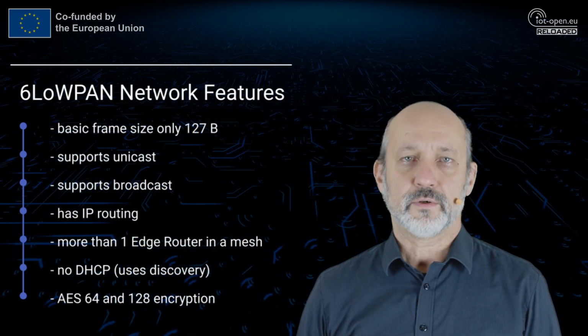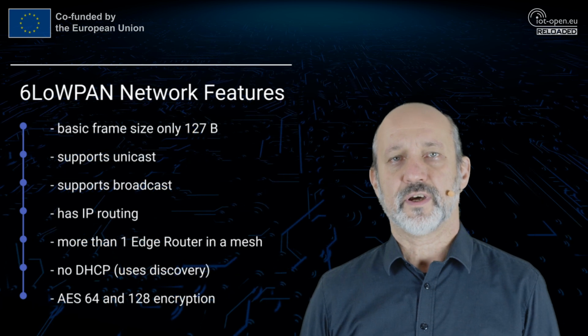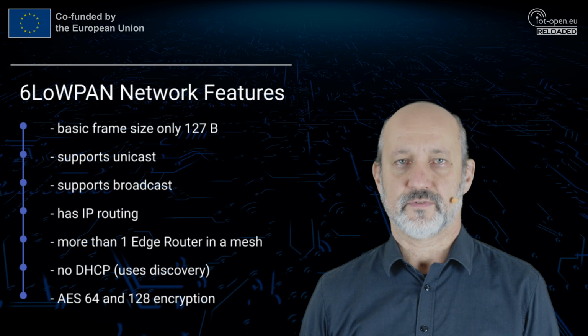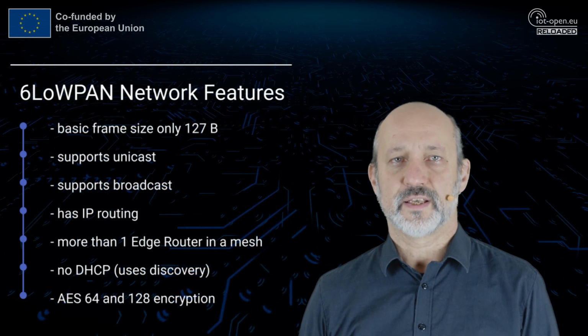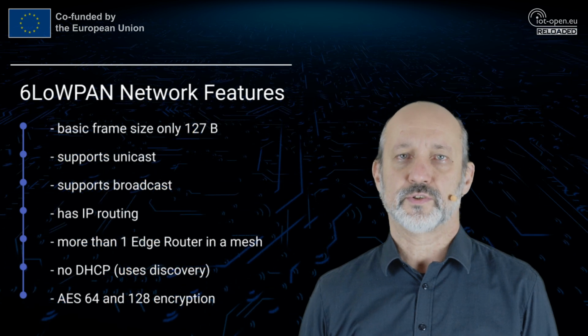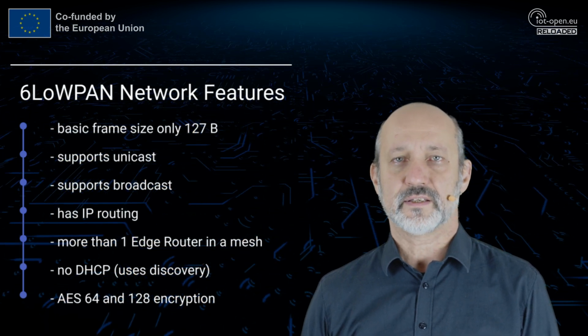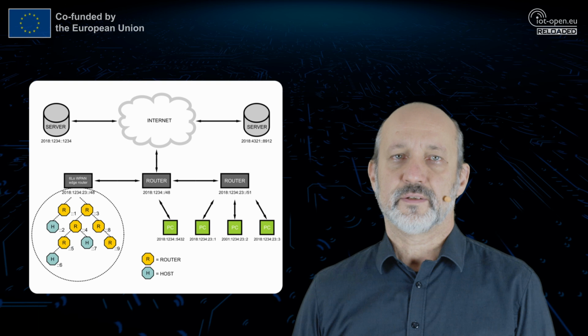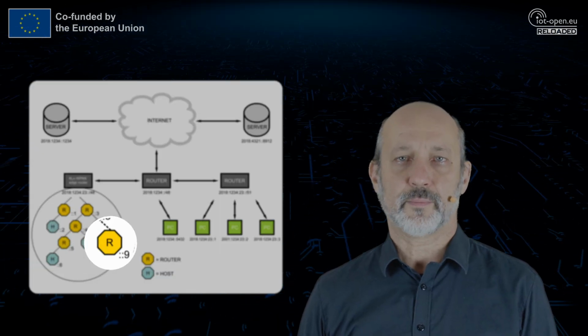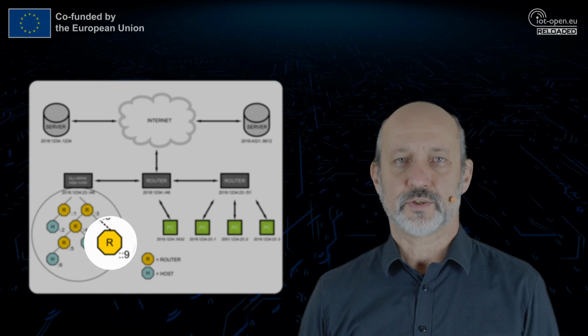6LoWPAN uses auto-configuration for neighbor device discovery, so it doesn't require a DHCP server. It also supports safe, ciphered transportation using AES-128 and AES-64 for constrained devices. 6LoWPAN devices can be just nodes, called hosts, or nodes with routing capability as shown in the picture.